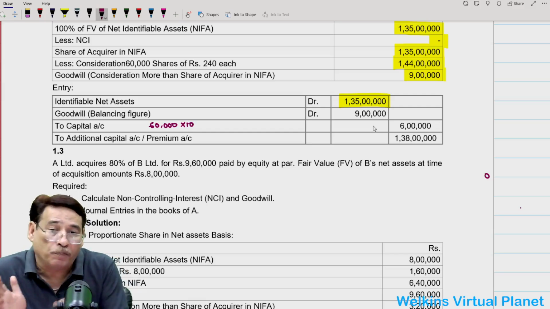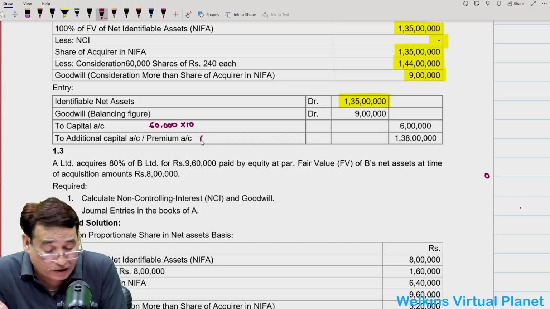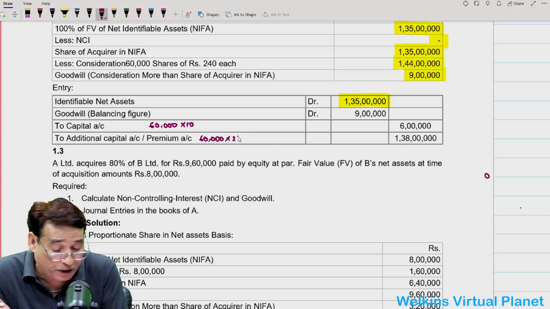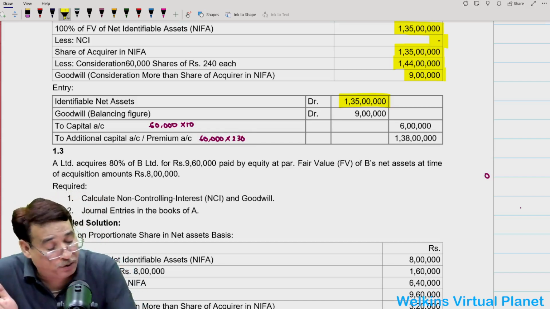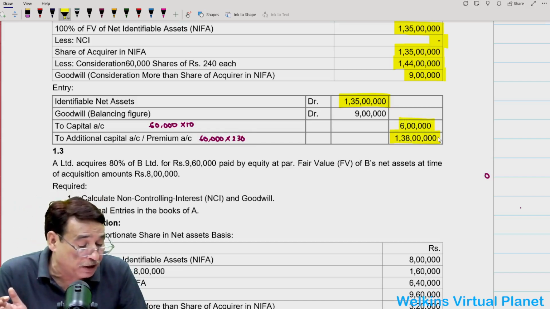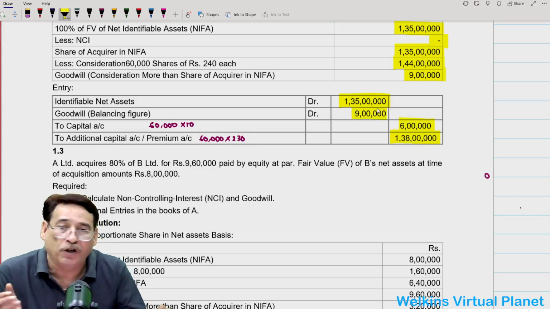So in order to put up the amount of consideration, I will write 'to capital' 6 lakh. And besides, I will write 'to securities premium' 60,000 into 230. That is equal to 138 lakhs. Is it clear to you or not? So 6 lakh plus 138 lakhs makes it 144 lakh. And the difference will be equal to goodwill.